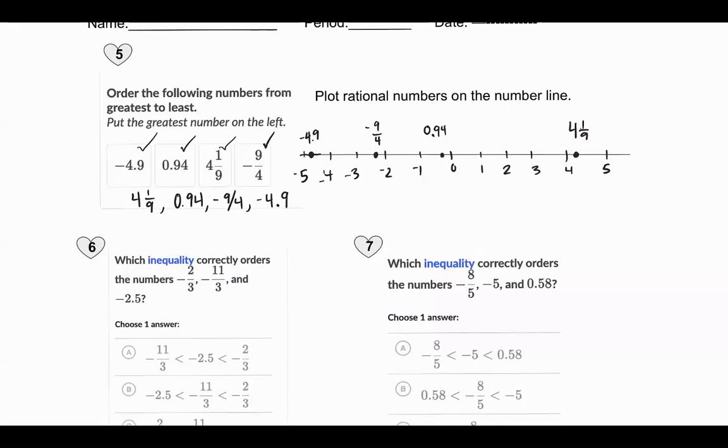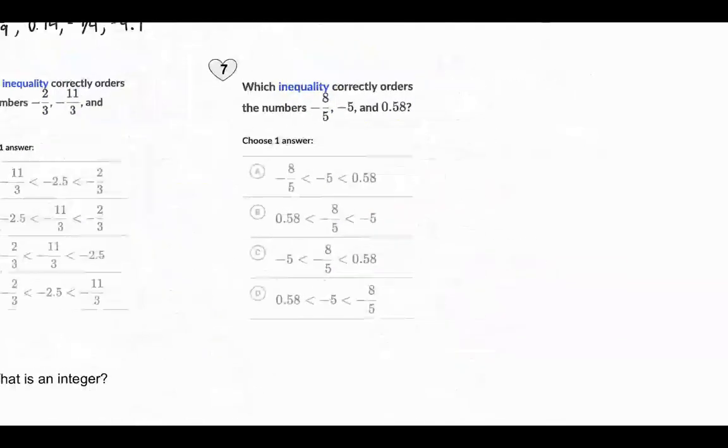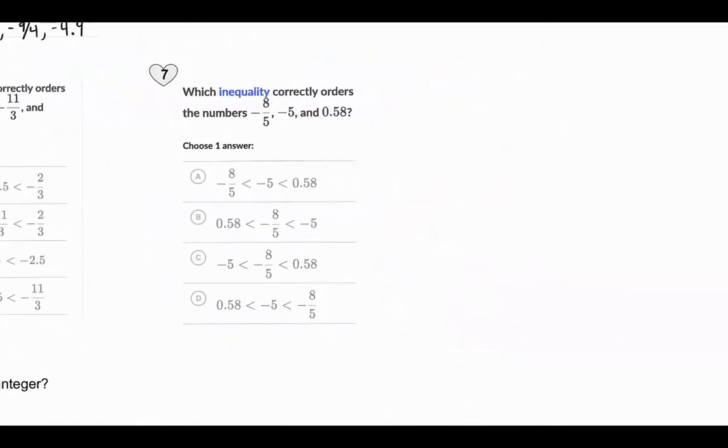Okay. Now let's look at number 7. So number 7 says, which inequality correctly orders the numbers -8/5, -5, and 58/100ths? So it shows us the inequalities, and we can remember that the inequalities point the smaller part says less than, the bigger part says greater than. So this is 8/5 is less than, -5 is less than, blah, blah, blah. So what we want to do first is kind of order the numbers, just like we did in the last problem.